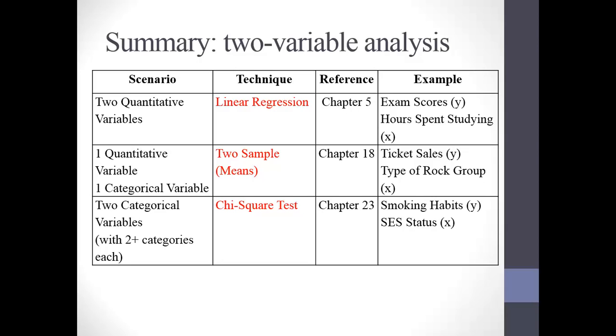And by the way, don't forget about regression. I would almost guarantee there'll be a regression problem on the final exam. So that was our two quantitative variables. Then we looked at one quantitative variable and one categorical variable. That was our two sample means, which is actually chapter 19. So we had ticket sales, and we could also cross-analyze that with a categorical variable of which type of rock group we had, Coldplay versus the Rolling Stones, I think it was.